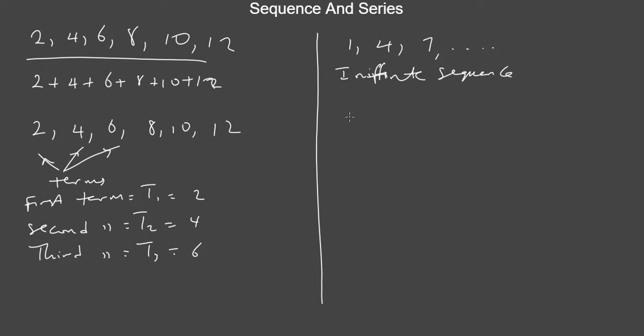Then if you have a sequence that terminates, so in the case of 2, 4, 6, 8, 10, 12, this one terminates, right? This is called a finite sequence. So it has an end. It has a last term. So these are some of the terms you will come across under sequence. Now let's look at the various types of sequence.